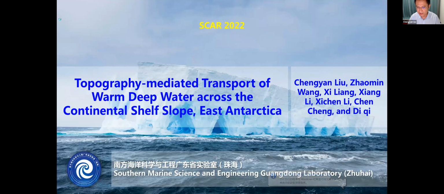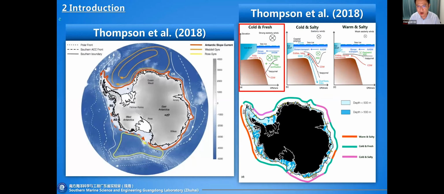My topic is topography-mediated transport of warm deep water across the continental shelf slope in East Antarctica. The ASC is a roughly coherent westward current encircling Antarctica and is coupled with the Antarctic Slope Front, directly influencing the cross-slope heat transport. Thompson et al. 2018 have classified the ASC into 3 different types. First, fresh shelf; second, dense shelf; third, warm shelf.